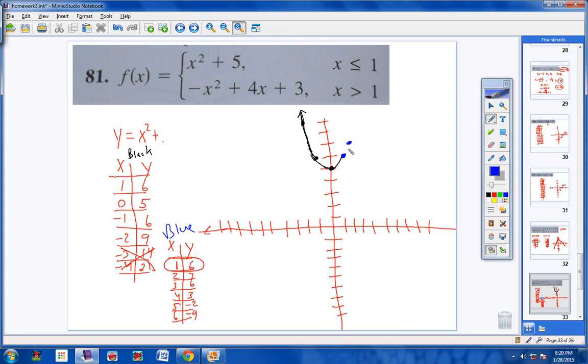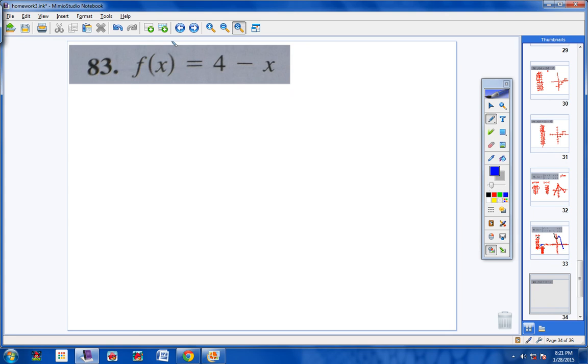Next is (3, 6), so over to 3 and back down to 6, and then (4, 3), so 1, 2, 3, over to 4, (4, 3), and then (5, -2) is good enough, about right there. So the blue part picks up here. And by the way, how do you know where to start? What's your first point in your table of values? (1, 6). So you start there, go up, and then come down like this. There we go. So that's a second degree piecewise function. Pretty cool, okay? Alright, moving on to numbers 83, 87, and 91, I believe.